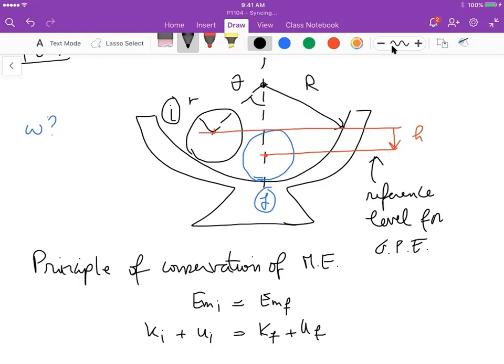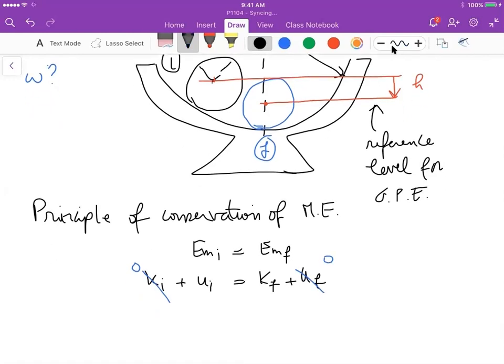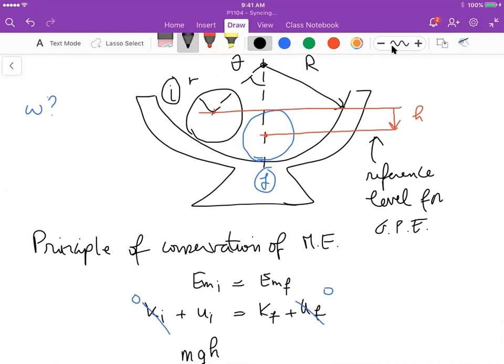And so now let's define all our variables. Initially, the sphere was released from rest, so its initial kinetic energy is equal to 0. If we take the reference level for the gravitational potential energy to be at t final, that means that U final is also equal to 0. And we only have U initial and K final as non-zero terms. So U initial is equal to the mass of the sphere multiplied by g multiplied by h, where h is the distance of the center of mass in the initial position above the reference level.